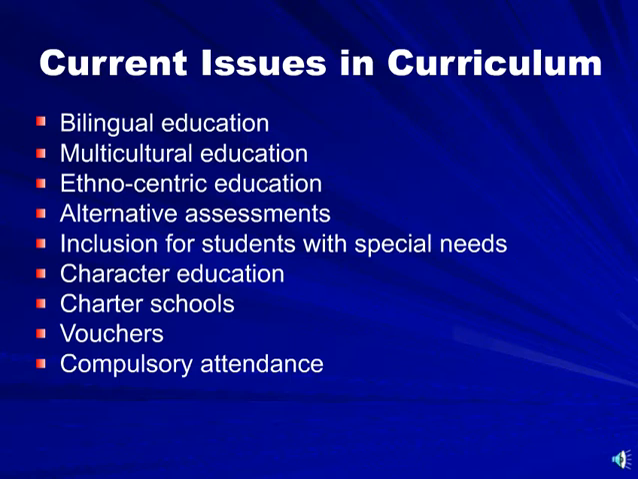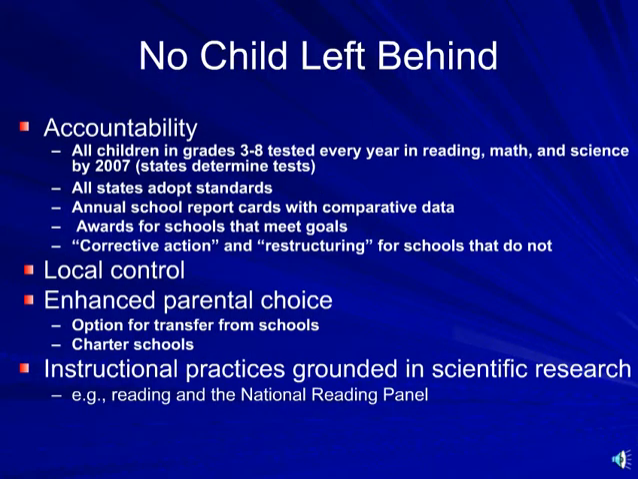Compulsory attendance is another example of an issue. Many people feel that compulsory attendance is sort of an anachronism from a period in history that no longer is relevant to schools today. Homeschooling would be another example of an issue, the extent to which public schools should facilitate parents who choose to homeschool their children, or whether homeschooling should be something that public schools resist.